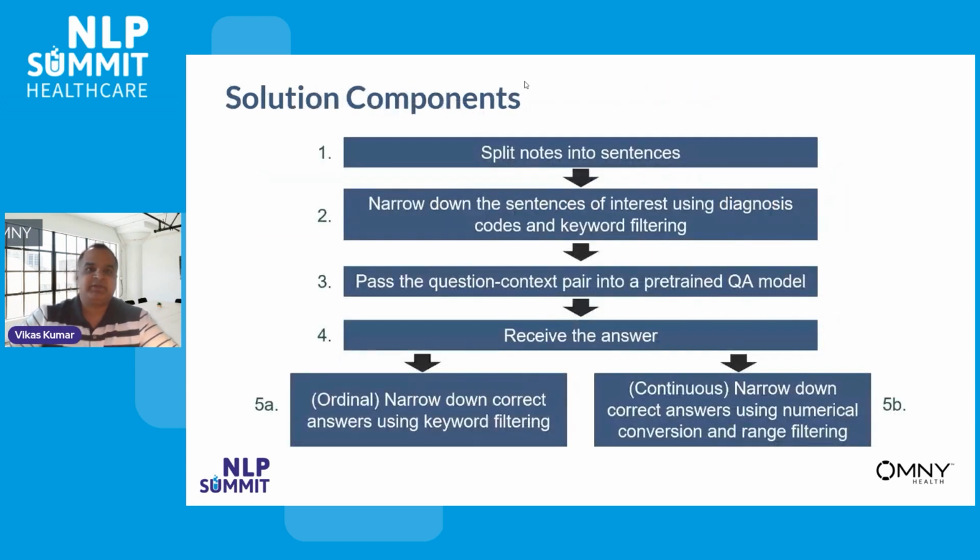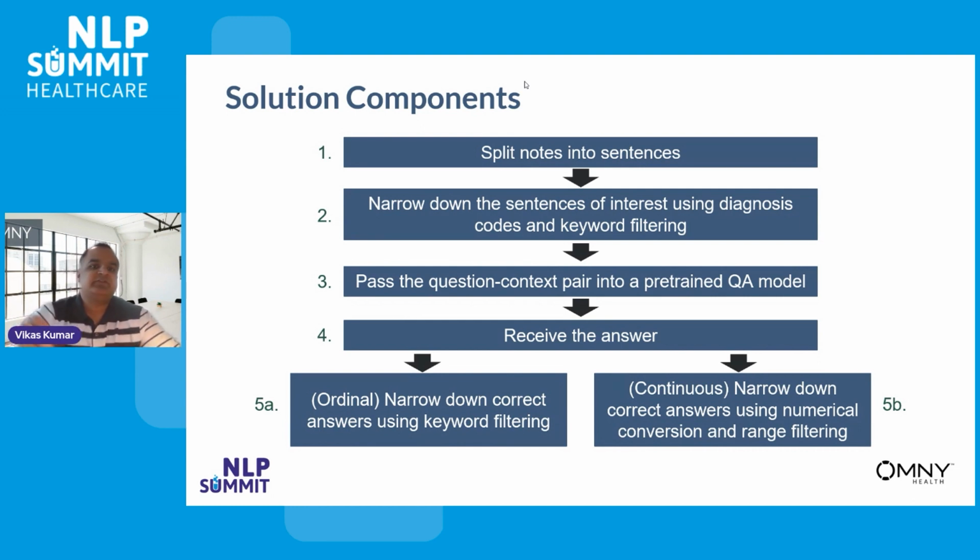On the next slide, we have a schematic diagram of some of the solution components. This is a schematic of how our solution works and extracts severity scores from clinical notes. The first step is splitting the note into sentences using Spark NLP for Healthcare's deep learning sentence detector. Once we have the sentences, we narrow down the ones of interest using diagnostic code filtering and keyword filtering, and we'll get into some examples on the next two slides.